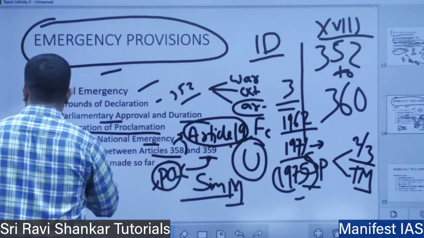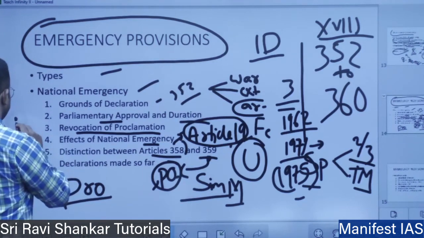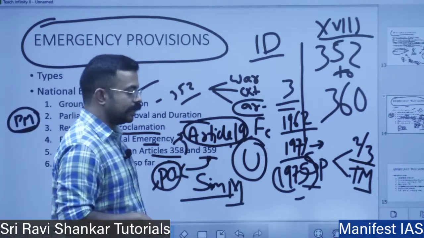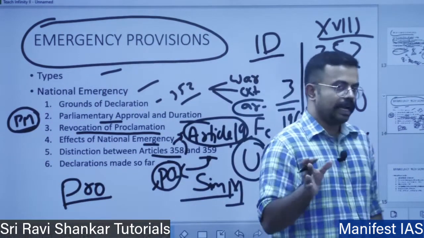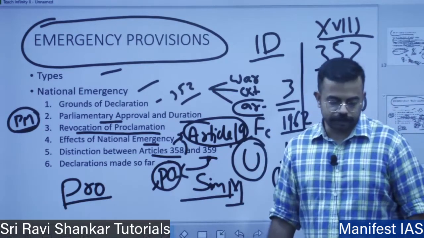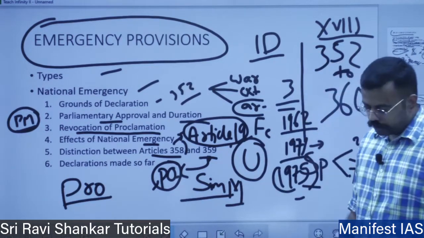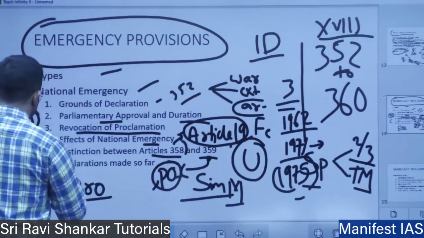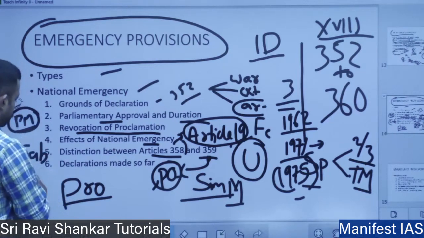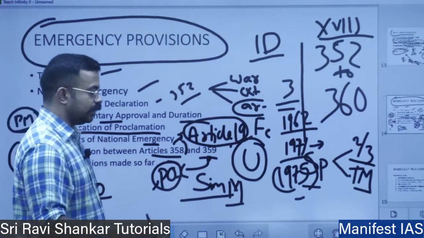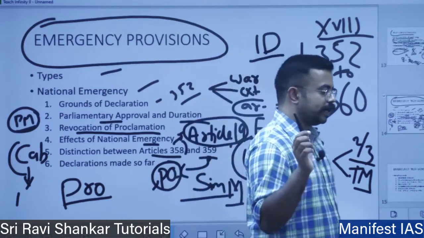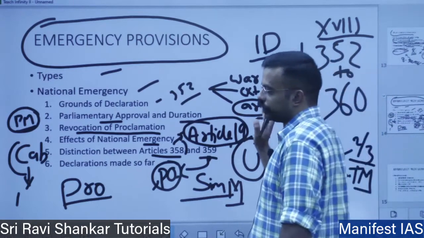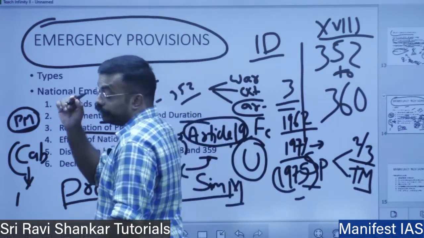Earlier what used to happen? The Prime Minister alone could recommend to the President saying please impose the emergency, and the President would impose the emergency. Whereas now, by the 44th Amendment Act, the cabinet should give it in writing to the President to impose emergency. So the President alone cannot, by his dictatorship, say please impose emergency. No. Now the cabinet has to give it in writing.